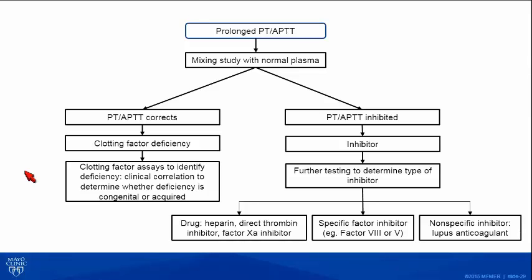So if we have a clean sample where the APTT and PT are prolonged, the next step to perform is, of course, a mixing study. If it corrects, then it's clotting factor deficiency, and additional specific factor assays could be added to investigate for specific factor deficiencies. If it's inhibited, that indicates there's an inhibitor present in the sample, and additional testing can be performed to determine the type of inhibitor, such as whether it's a therapeutic effect, or a specific factor inhibitor, such as factor 8 inhibitor or factor 5 inhibitor, or a non-specific inhibitor, such as a lupus anticoagulant.